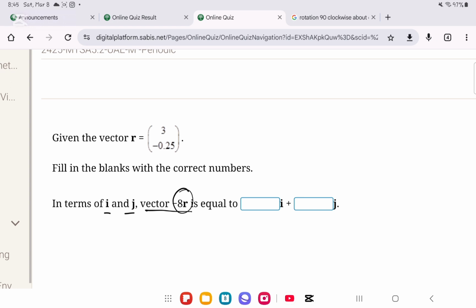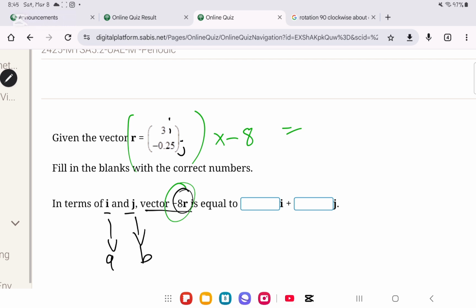All you need to know is that i now corresponds to a and j now corresponds to b, and you will just put it with the number. So for example, in this case, it would be 3i and minus 0.25j. Now they need us to find the value of what? The vector minus 8r. So you're going to multiply all of this times minus 8, and you will get minus 24i, and then in the bottom, you are going to get 2j.